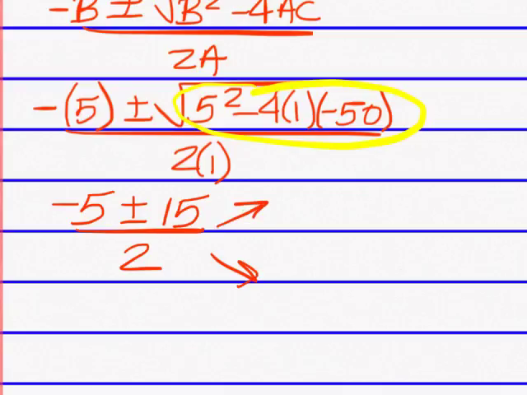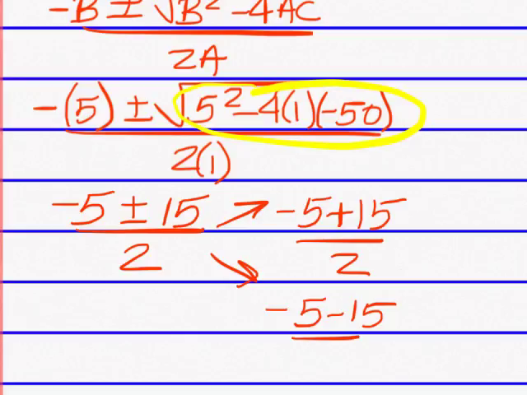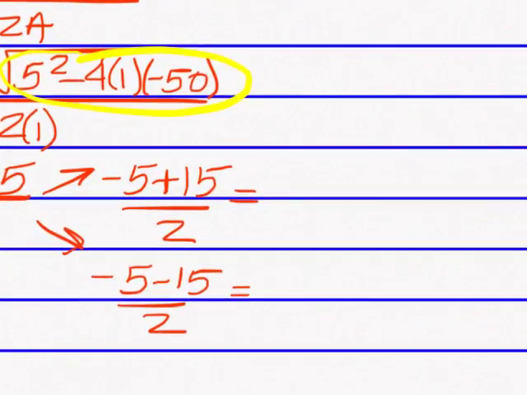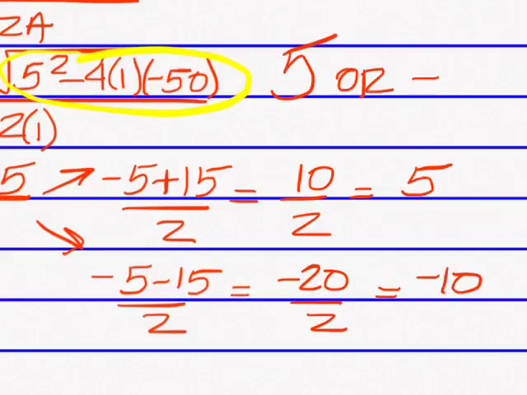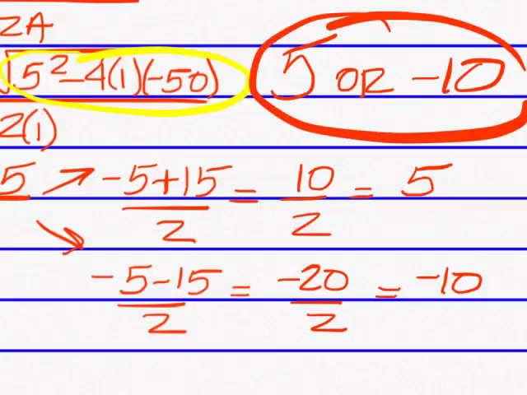And then do your two problems. Negative 5 plus 15 over 2 and negative 5 minus 15 over 2. Come up with your two answers. Those are going to be 10 over 2 and then negative 20 over 2. That's going to be 5, negative 10. So your final answer is 5 or negative 10.